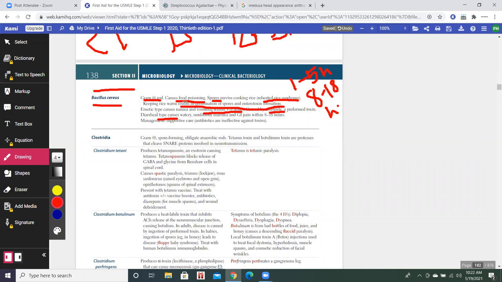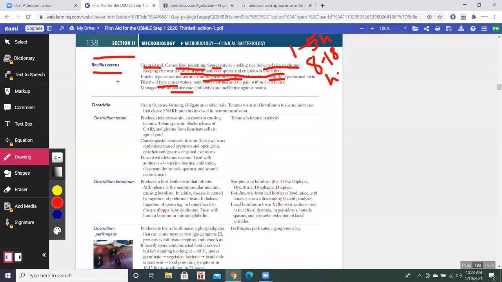And the management is very easy. All you have to do is give supportive care, that is, IV fluid and patient resuscitation. So very easy to understand. The most common questions are going to come from the fact that the patient has a history of eating outside, taking home a food such as fried rice, keeping it in the fridge, and then reheating the rice and eating it. And now the patient has nausea or diarrhea. That is Bacillus cereus. Okay. Are we clear?